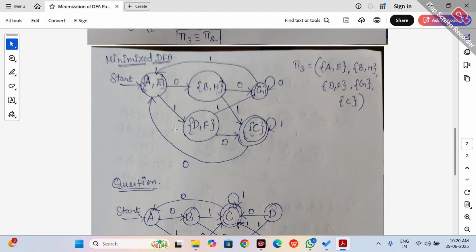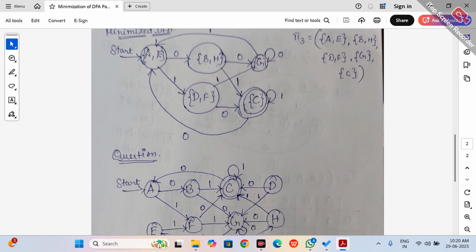A is the initial state in the given question. So here also A is there. So it is the initial state. For A, input 0 goes to the state B, and for input 1, it goes to the state F. Suppose we check for E, it also goes to either B or H for input 0, and for 1, it goes to the state D or F.